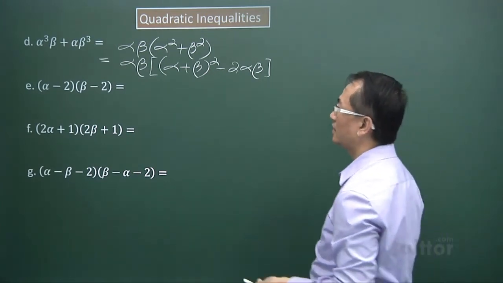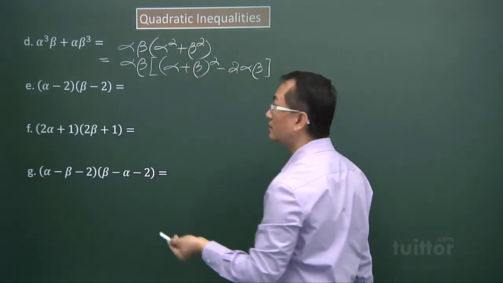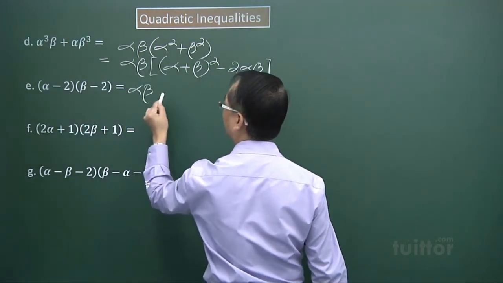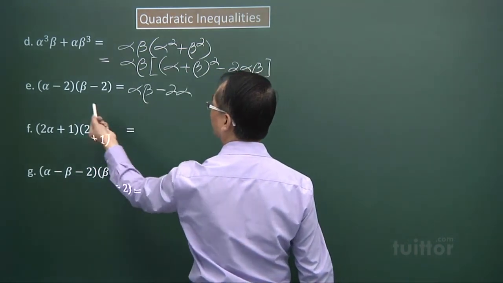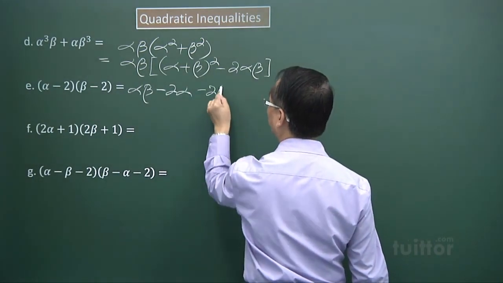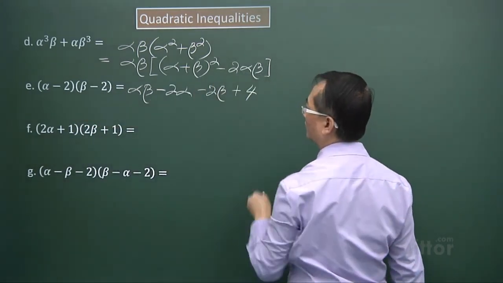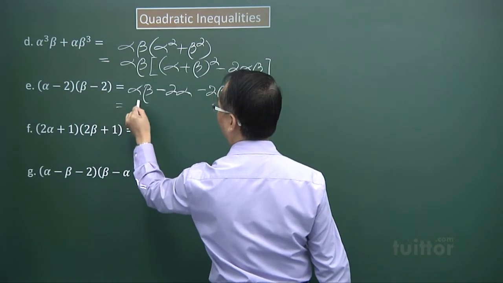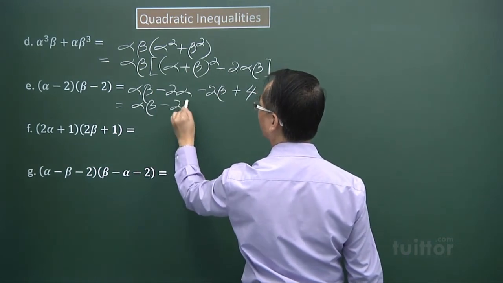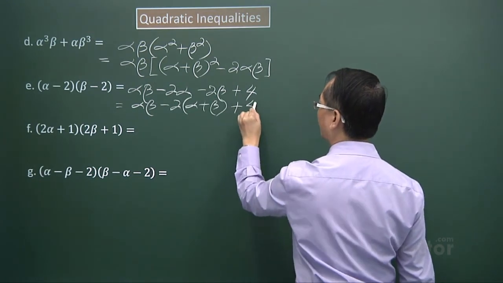Next, part E, I will make use of the distributive law of multiplication. First, alpha times beta, then alpha times -2, so -2 alpha. Next, I have -2 times beta, so -2 beta. Then finally, -2 times -2 is +4. So I have the product of two roots, and here -2 times the sum of two roots plus 4.